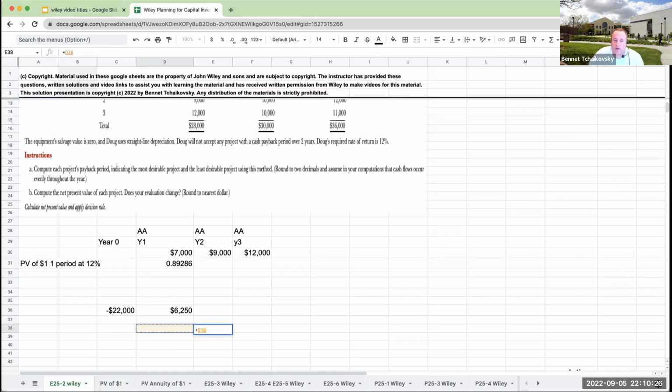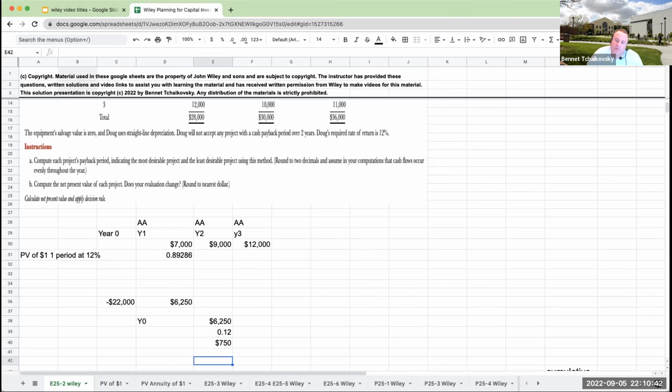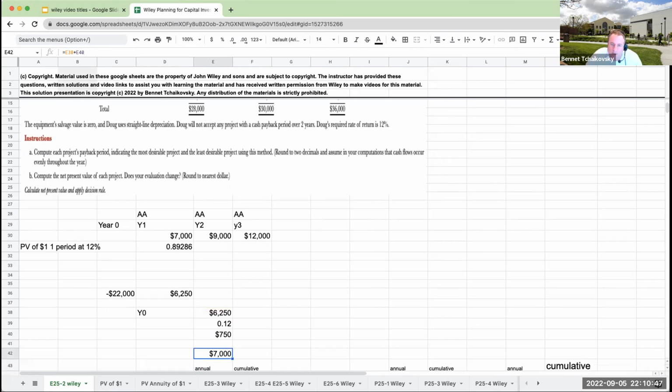But really, what does it mean? Well, if I took year 0 at 6,250, and if I earned 12% on that amount, this would be $750. So after the end of a year of investing this money, this is going to be worth $7,000. So this is why I have to use present value, right? This is what it does. I'm taking a future dollar amount and I'm bringing it back into today's dollars. That's all I'm doing. Let's go ahead and look at the next one.